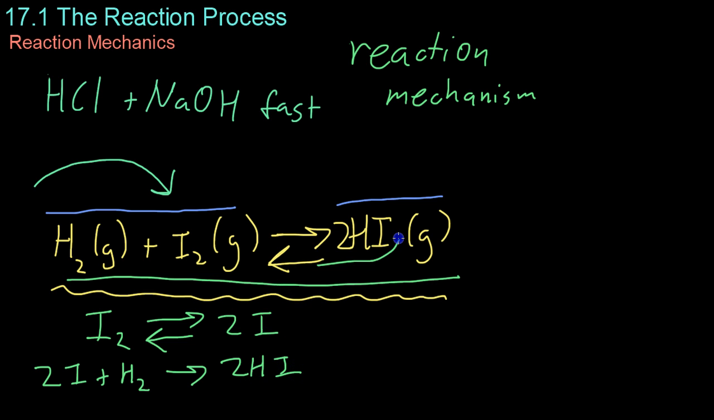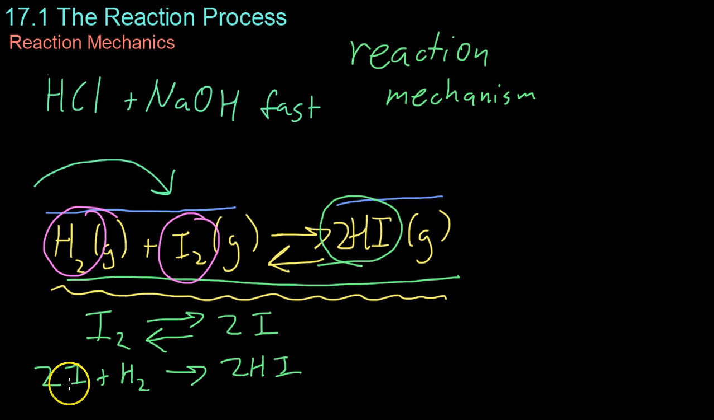So as you can see, creating this hydrogen iodide from its constituent hydrogen and iodine is not as simple as this equation would make it out to be. First you have to break up the iodine, and then you have to combine it with the diatomic hydrogen. It doesn't all happen in one step.